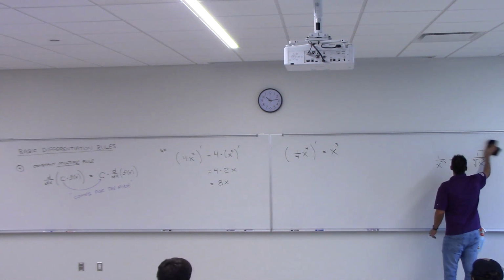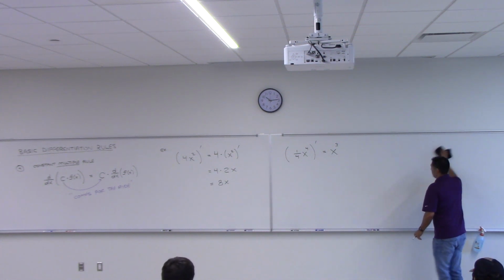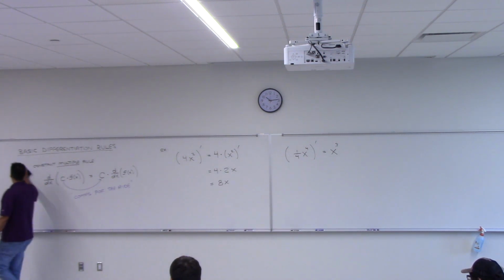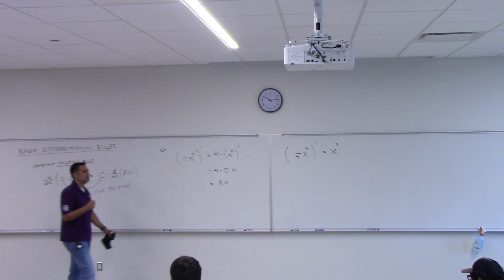Okay, I'm not going to do any more with the constant multiple rule. I'm going to go to the next rule, 5th rule. How many rules are there? Let's see. We have the, yes?